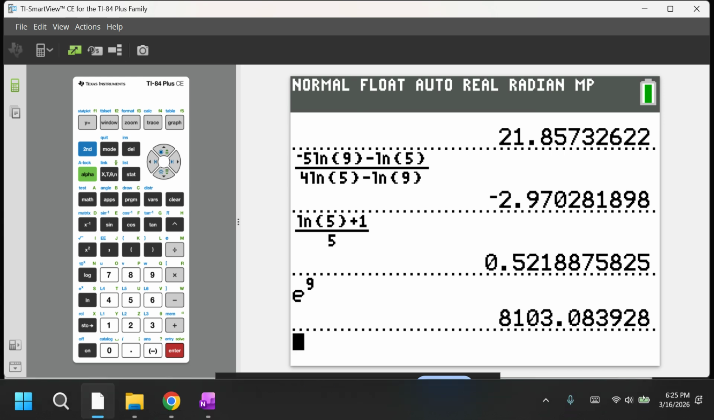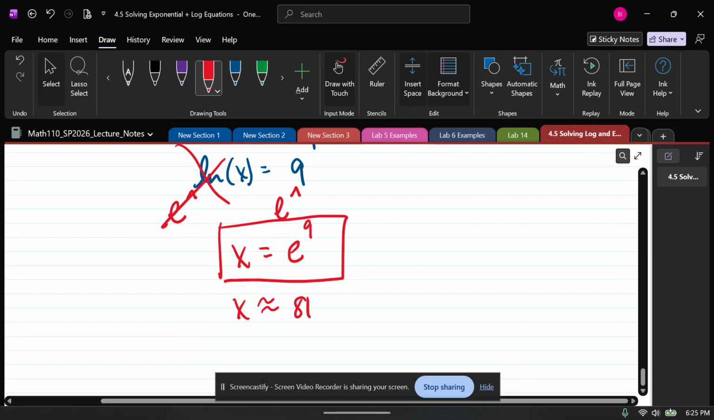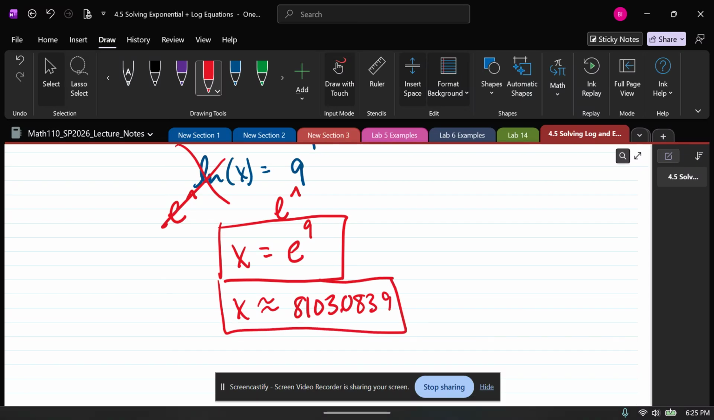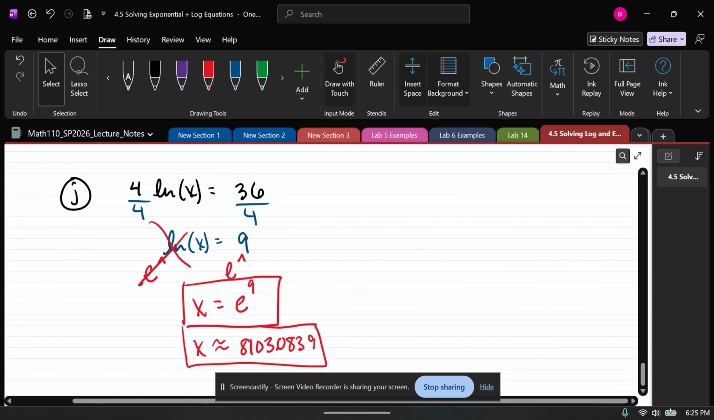8103.0839. Going 4 decimal places because that's what they do in this chapter. Okay. That wasn't too bad. That was a lot easier than the hard ones that we did. Let's do one.